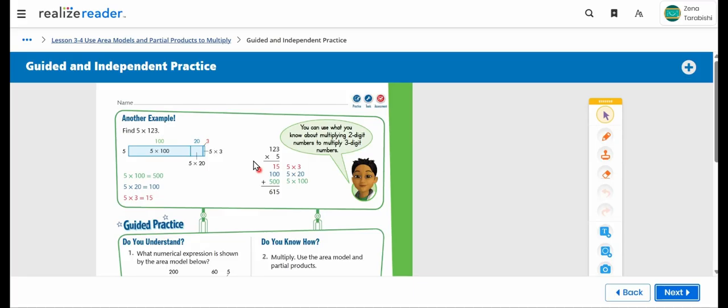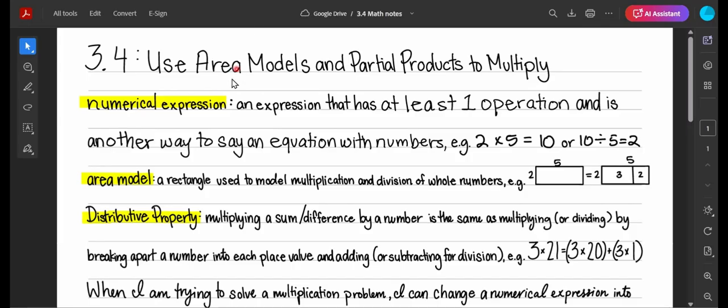Here's another example if you wanted to look at how to solve using a 3-digit number and how you can use that area model. For 3.4, we're using area models and partial products to multiply. In case you forgot, a numerical expression is an expression that has at least one operation, as in multiplication, division, addition, or subtraction, and is another way to say an equation with numbers. For example, 2 times 5 equals 10, or 10 divided by 5 equals 2.